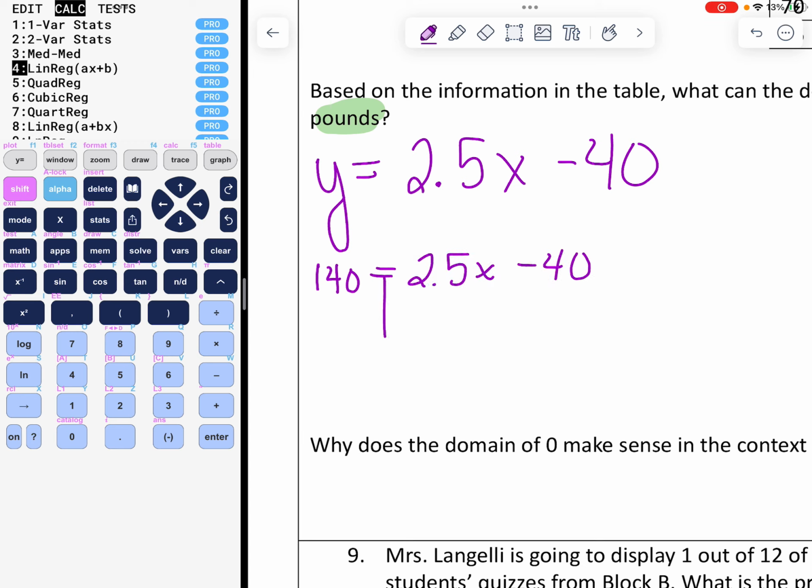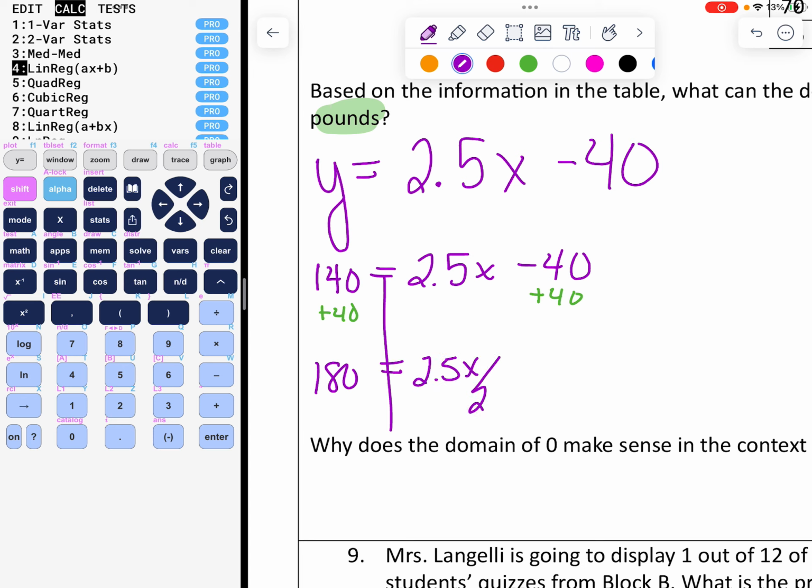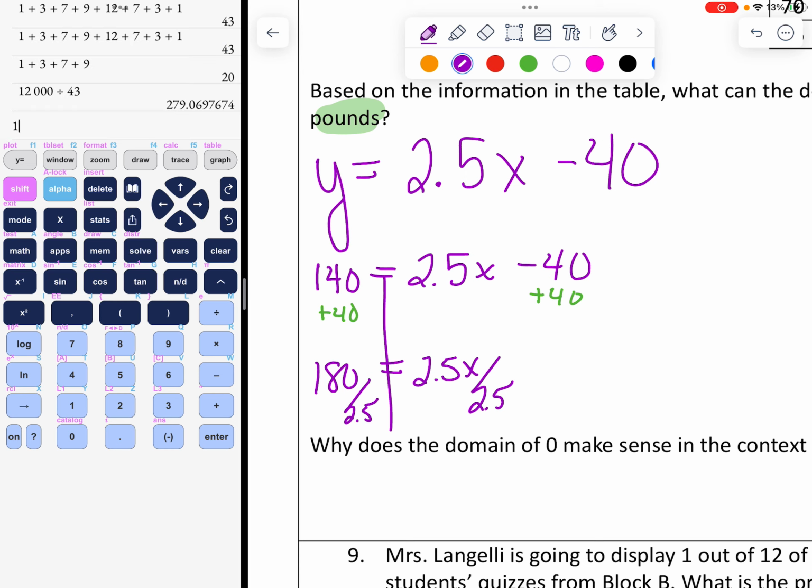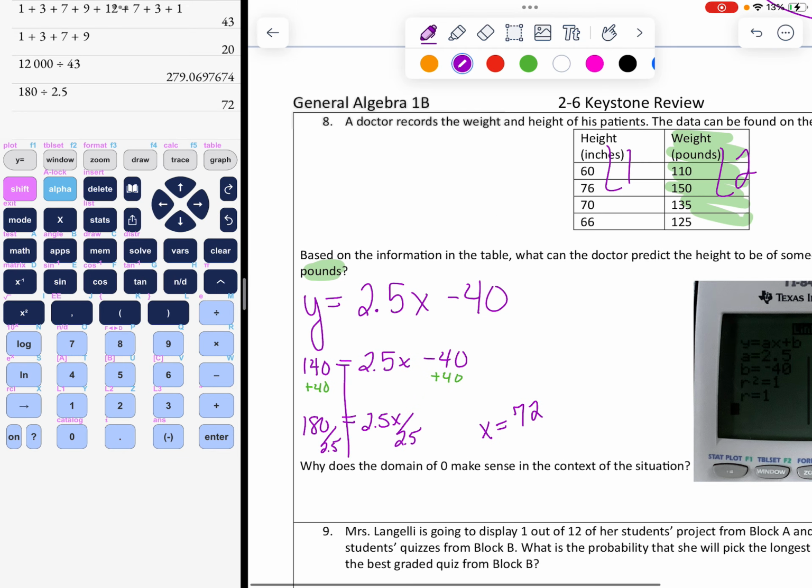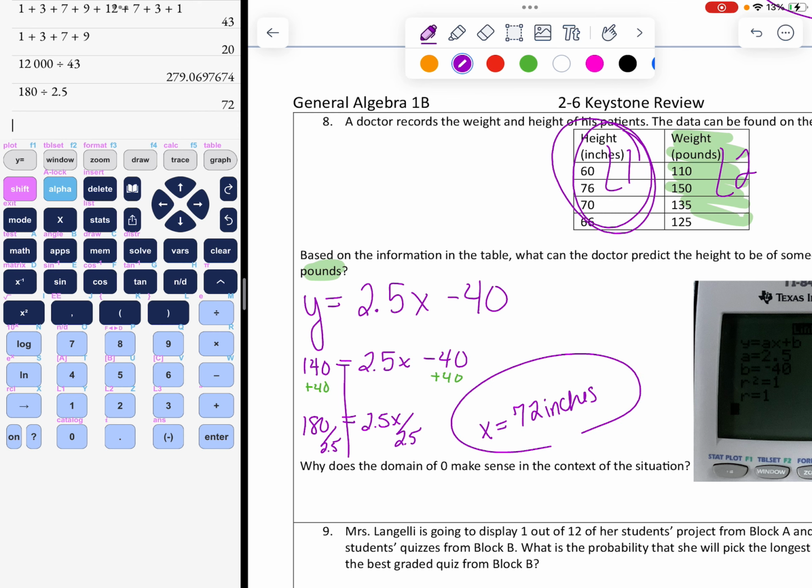And I'm going to guess at this point, maybe I'm wrong, but I think at this point, you know to add 40 to get 180. I think you know to divide by 2.5. So it's 180 divided by 2.5 for a total of 72. Now what is this? 72, what is x? X is in height, it's inches. So that is the predicted height.